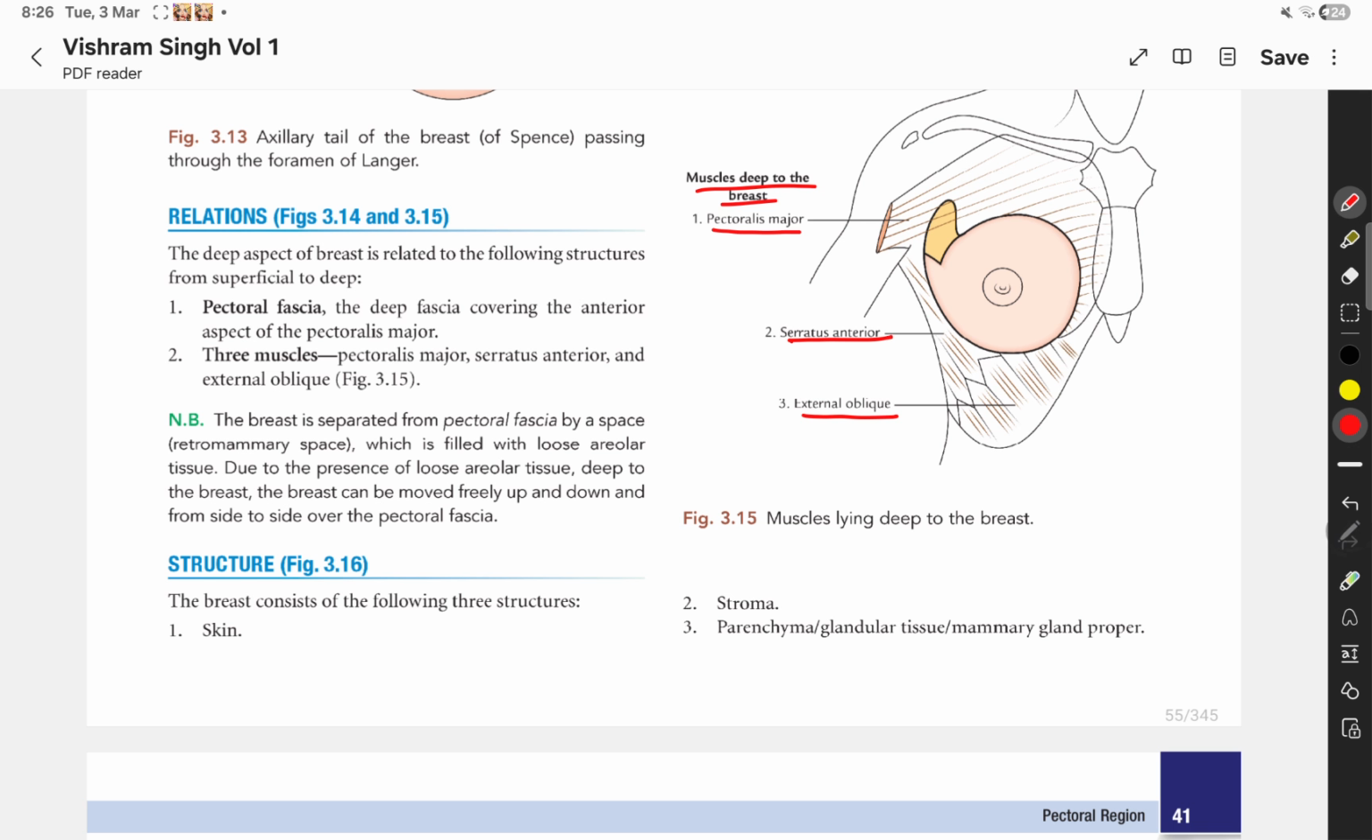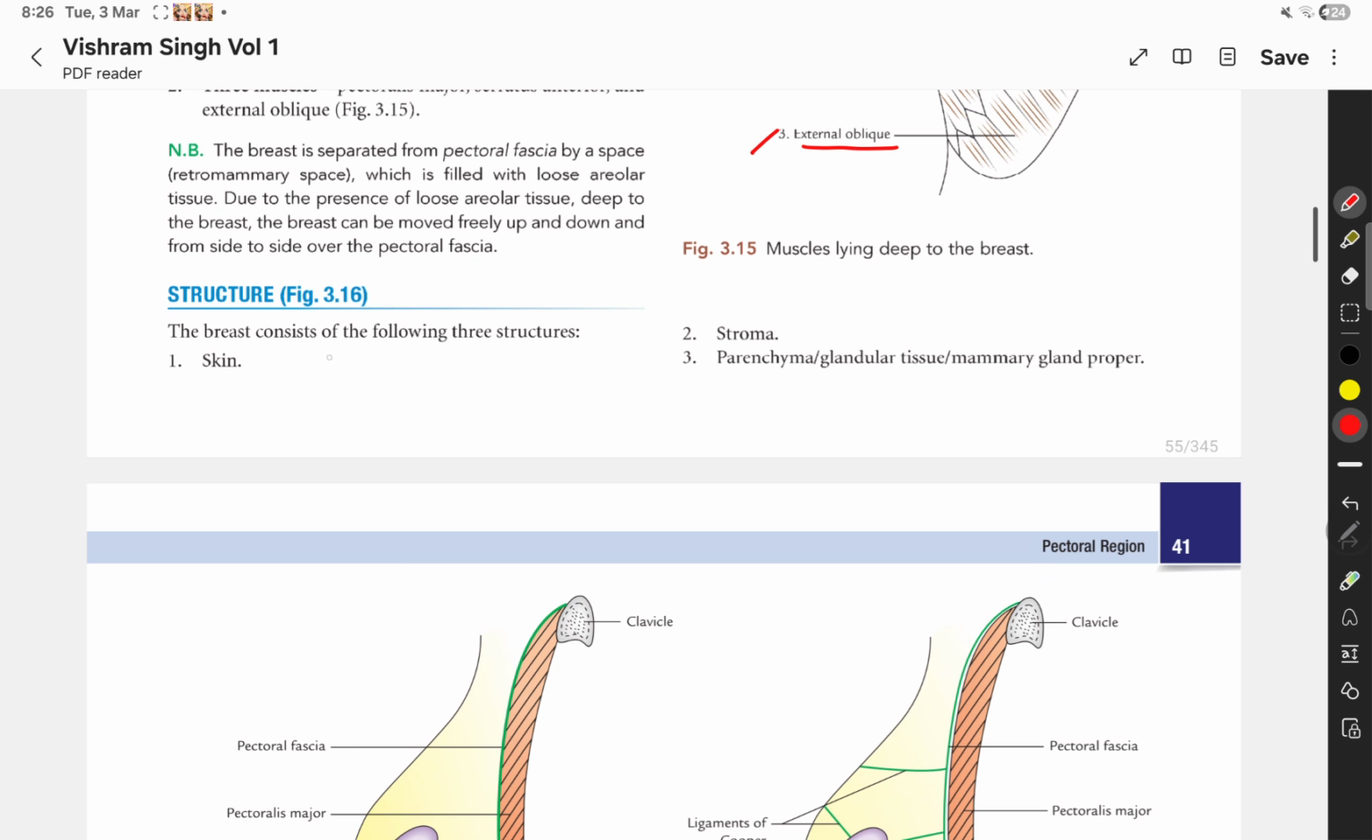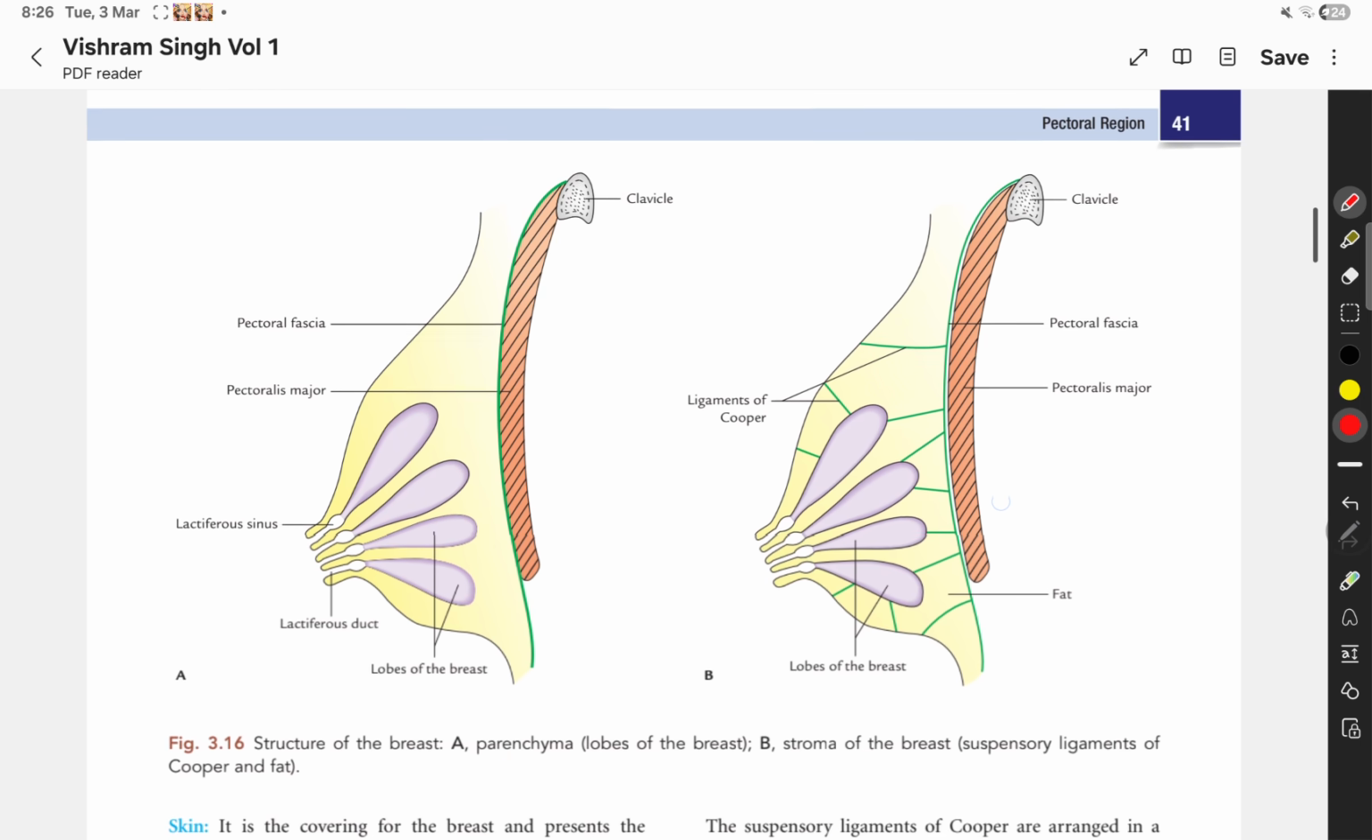So these are all structure relations. What? Pectoral fascia and three muscles. So which muscles? Pectoralis major, serratus anterior, external oblique. Next, structure. The breast consists of following three structures: skin, stroma, parenchyma. Okay.